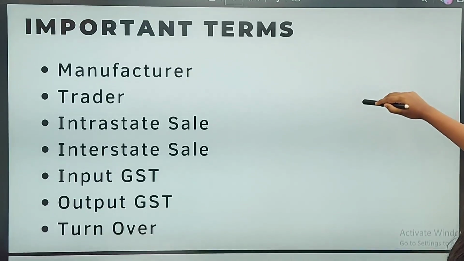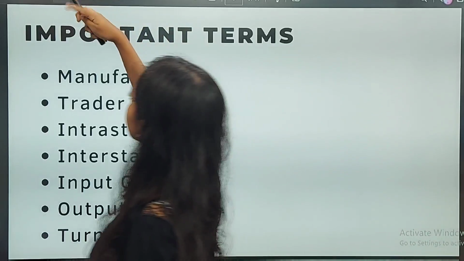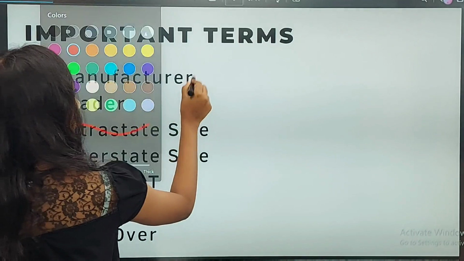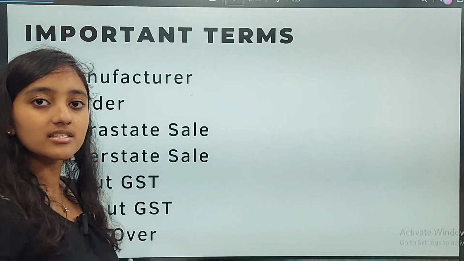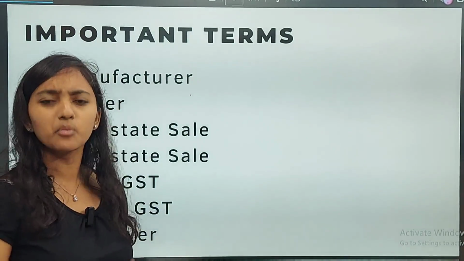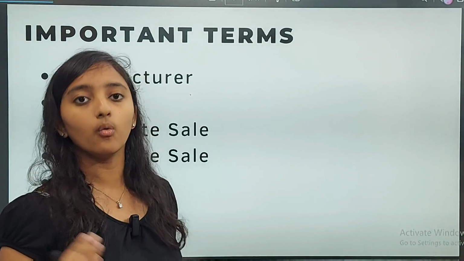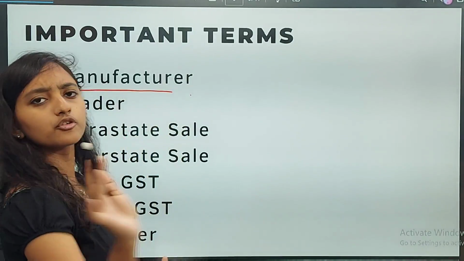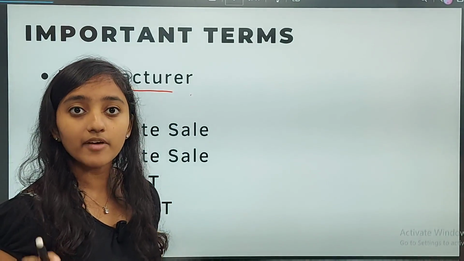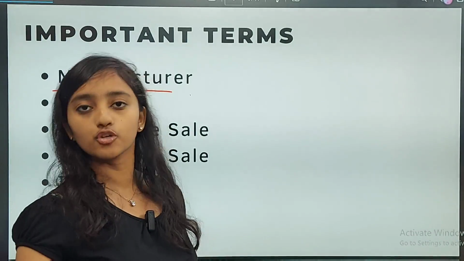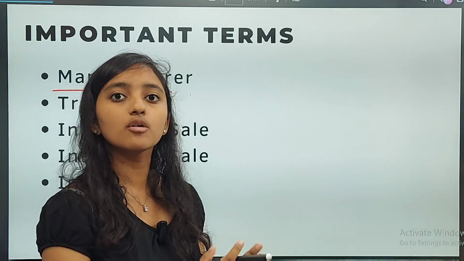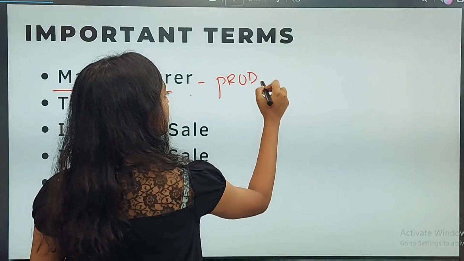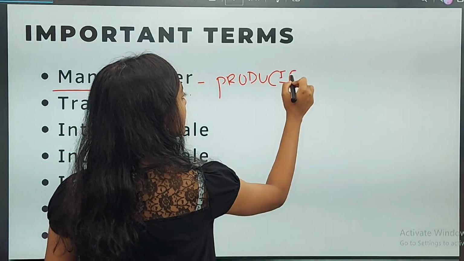So here are some important terms on GST. Let us look at each of these terms carefully. Again, as I told you, you're not going to be asked the definition of these terms, but these terms will all come in your numericals, in your sums, in word problems, and you need to understand what each term means. The first term here is a manufacturer. All of you know who a manufacturer is. A manufacturer is a person who produces goods for sale. The one who produces is called a manufacturer. So it's a producer. Producer of goods is known as a manufacturer.